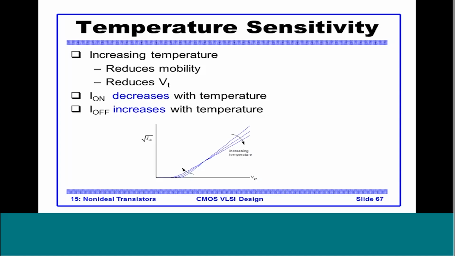If we reduce VT, so the threshold is getting reduced, yes, it will affect the ID. ID might increase, but the mobility factor here is more dominant than the reduced VT. So Ion will still decrease with temperature, but Ioff will increase, because Ioff, which is the leakage current, depends on VT. The higher the VT, the lower the leakage current. The lower the VT, the higher the leakage current.